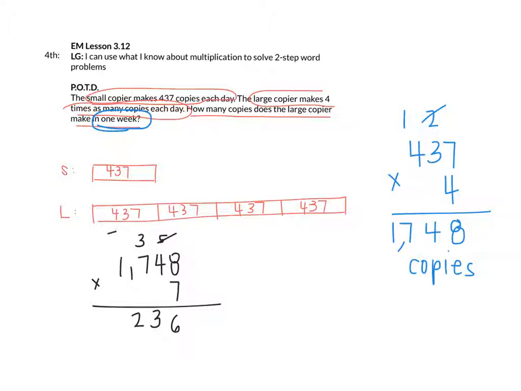52 hundreds. Good. 7 times 1,000 is? Plus 5 thousands is? 12,000. So my answer is 12,236 copies.